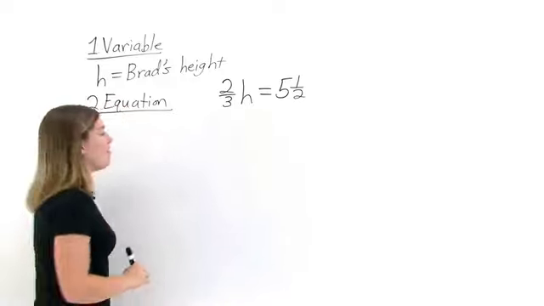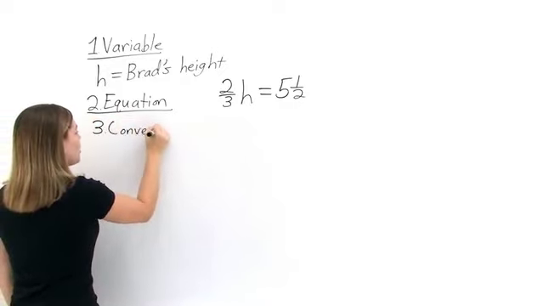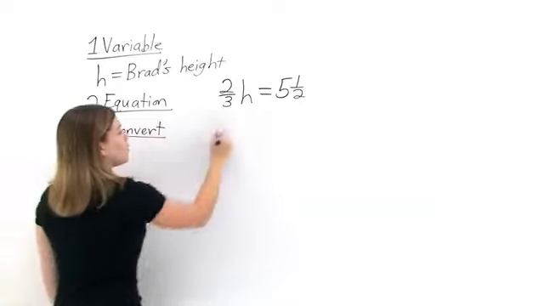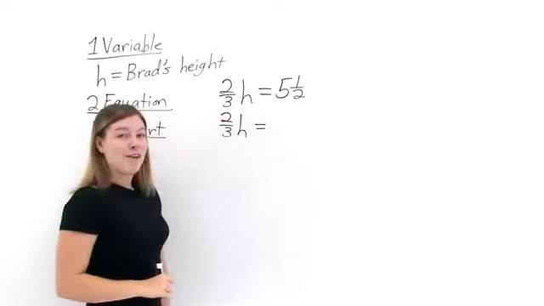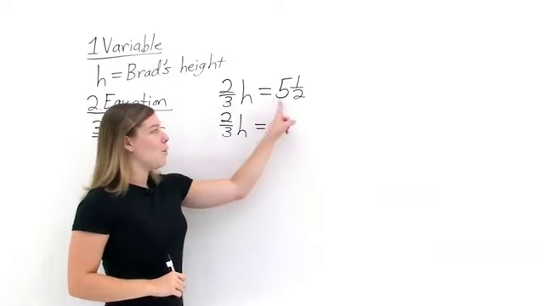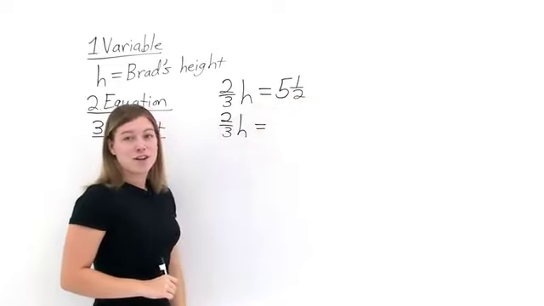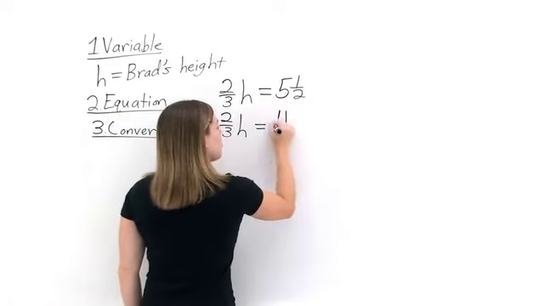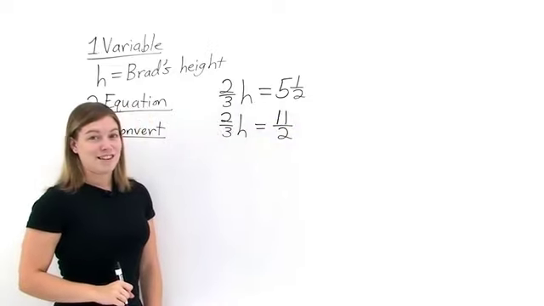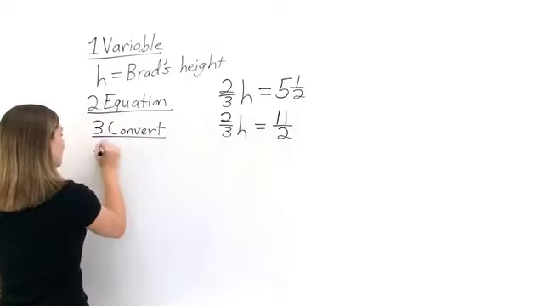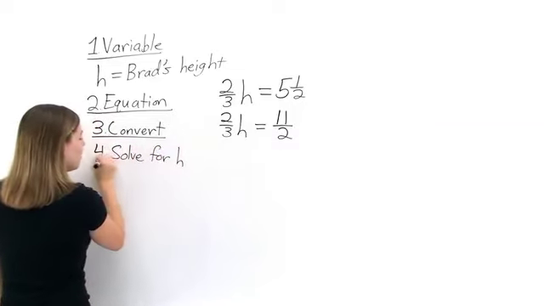To make it easier to solve for h, let's first convert this mixed fraction to an improper fraction. So we rewrite 2/3 times h, and then to get 5.5 to an improper fraction, we take the whole number of 5 times the denominator of 2, and then add that product to the numerator. We get an improper fraction of 11/2. Now that looks a little bit easier to solve. So let's solve for h. This will give us our answer.